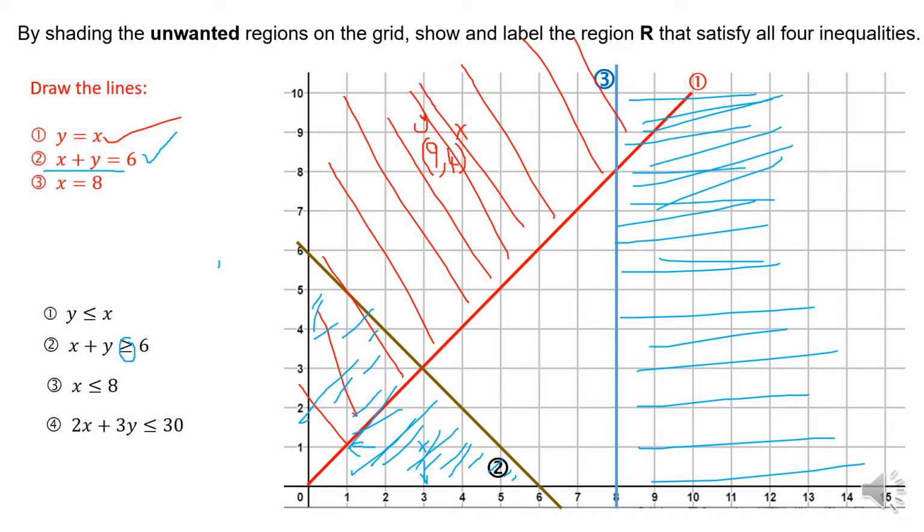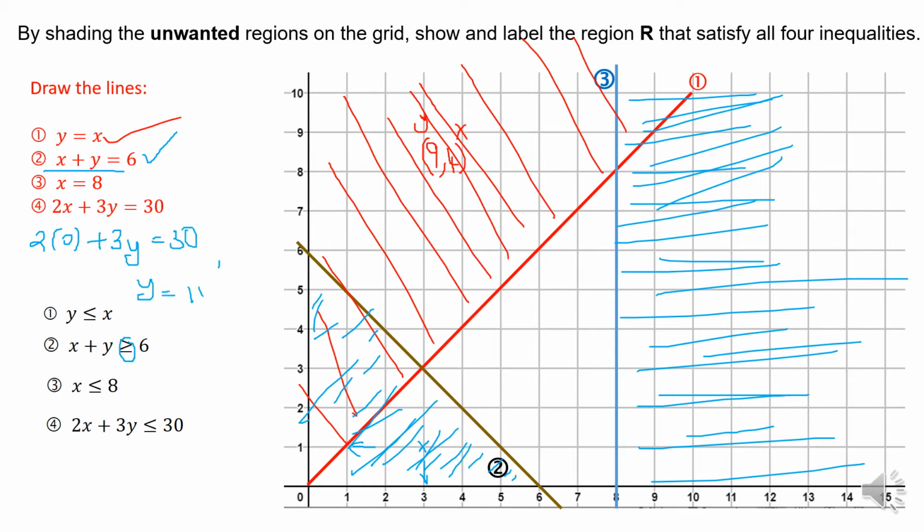Then we still have a third line, which is the line 2x plus 3y equal to 30, coming from that previous question towards the end. Again, you can manipulate this. Maybe you can make x to be 0, and then you calculate what y will be. When x is 0, then y is going to be 10, because you will be dividing 3 into 30. So that is a point that you can have. You can have a point (0, 10), which is way up here.